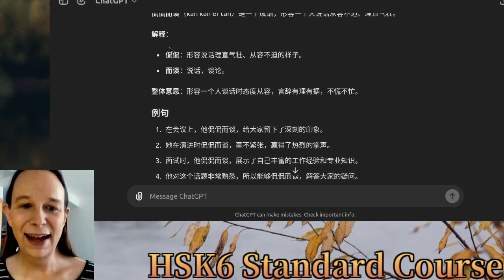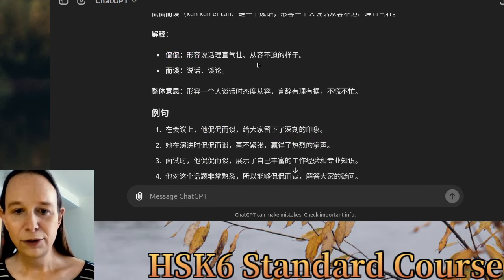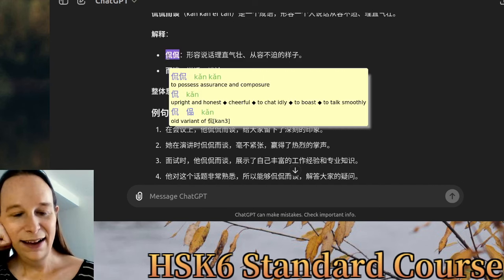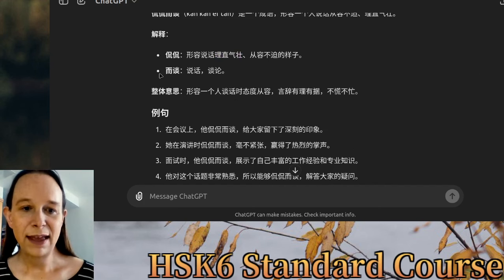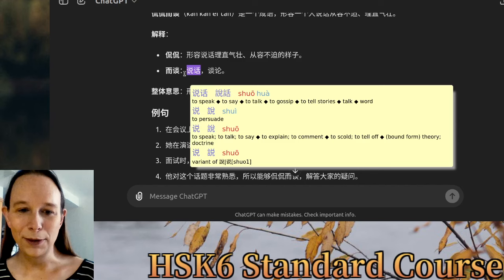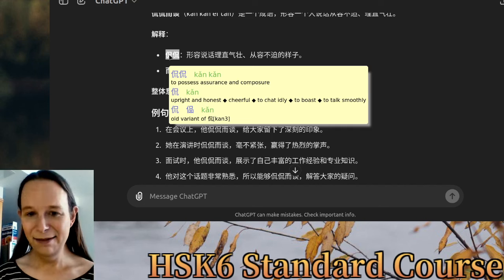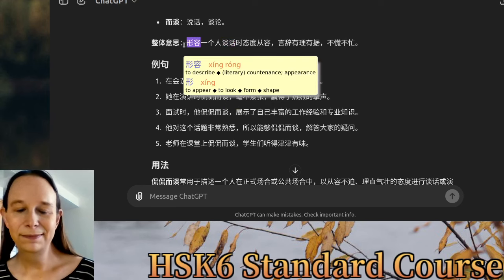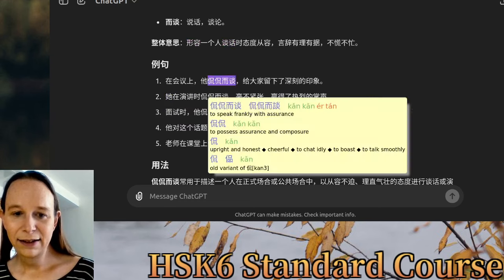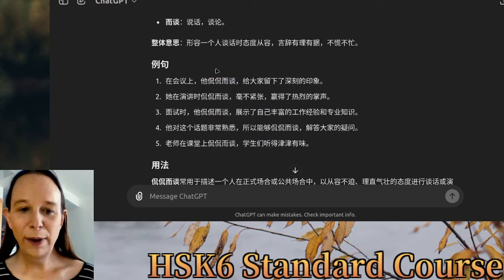Kankan. Yeah, kankan is a word, but it almost always appears in kankaritan. Okay, 形容说话, 理直气壮, 从容不迫的样子. Oh, okay. Possess assurance and composure. Okay, so maybe we should relate this quite directly with 理直气壮. R tan, R is just and, tan, discuss, talk. So kankan is you're full of confidence, you're self-assured, you know you're right. So R tan, and you just speak. Okay, so 形容, so it's an adjective, is that right? No, it's kind of like a verb, functions as a verb. Sorry, I'll turn off the dictionary, it's annoying.